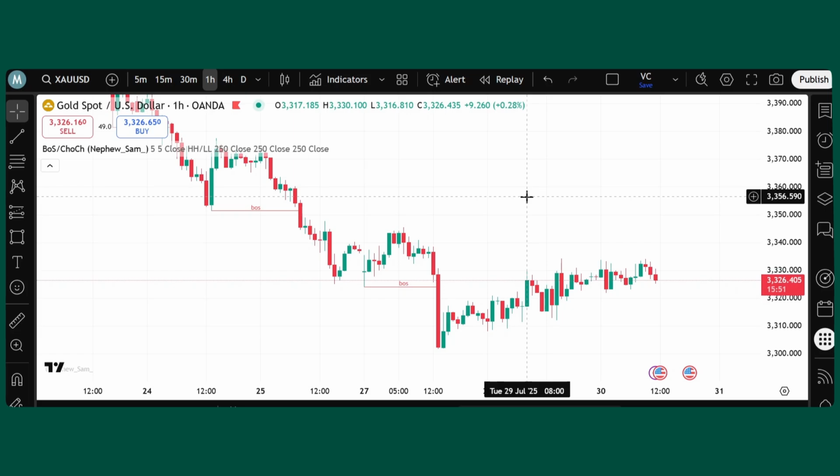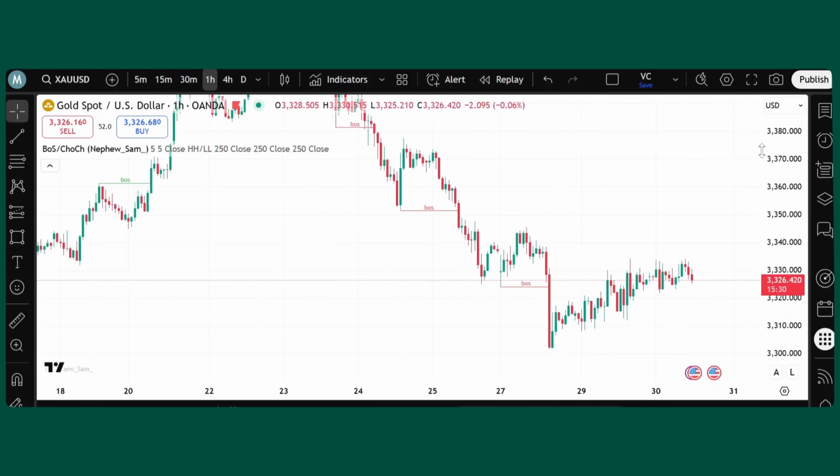If the price breaks below a recent low in an uptrend, it signals a change of character, indicating that the bullish trend may be reversing. Similarly, in the downtrend, if the price breaks above a recent high, it points to a bullish change of character, suggesting a possible bullish reversal.